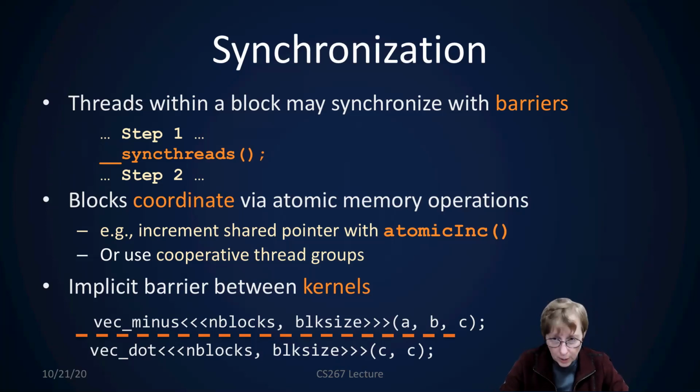I will also mention that although the different GPU kernels are synchronized by default with respect to each other, that is, the vec dot doesn't happen until after the vec minus has completed, if you put some CPU code in between the two, it can actually be overlapped. That is a standard trick for getting better performance by using the CPU and the GPU simultaneously.